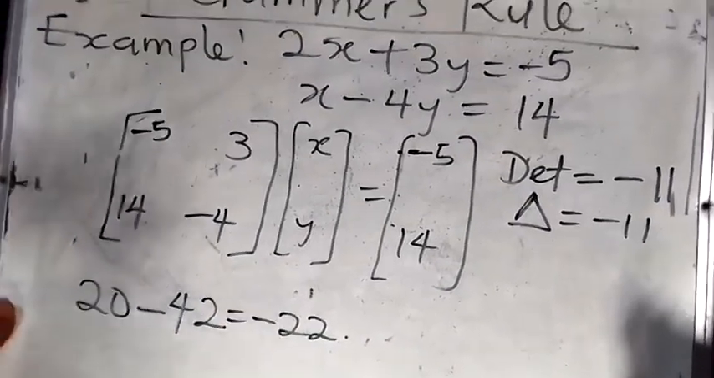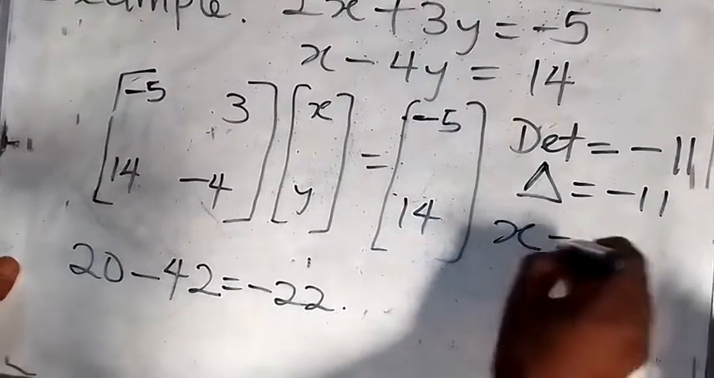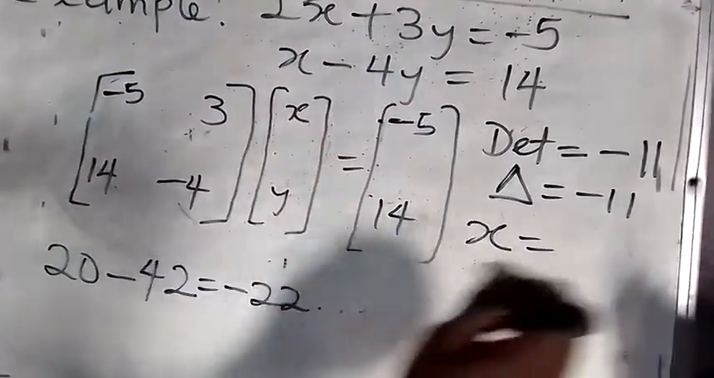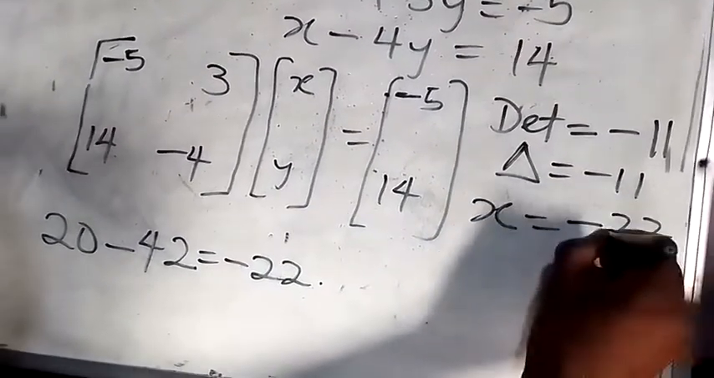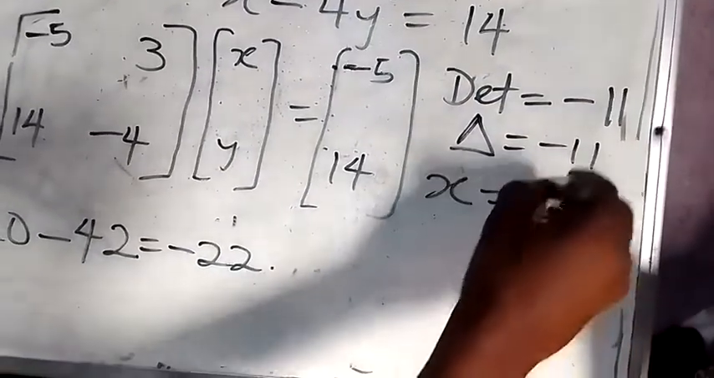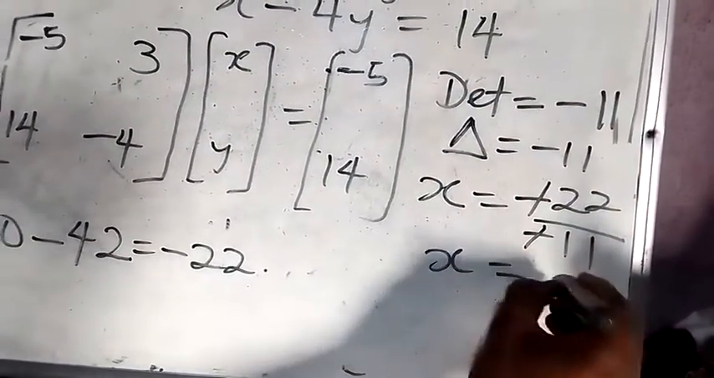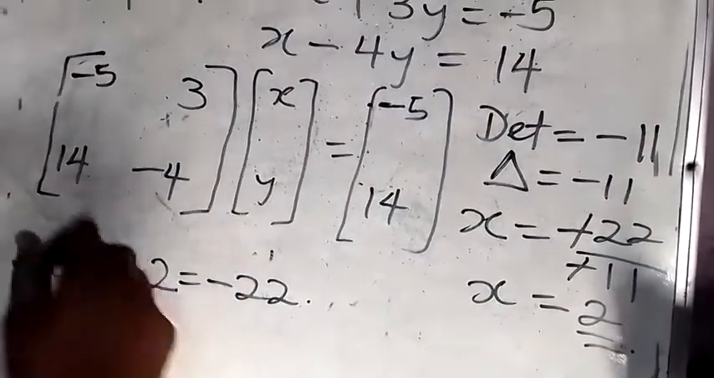So how do we get x? The x value will be what? The x value will be this thing you got now, minus 22, over the first determinant, minus 11. So minus cancels minus. Our x is 2.